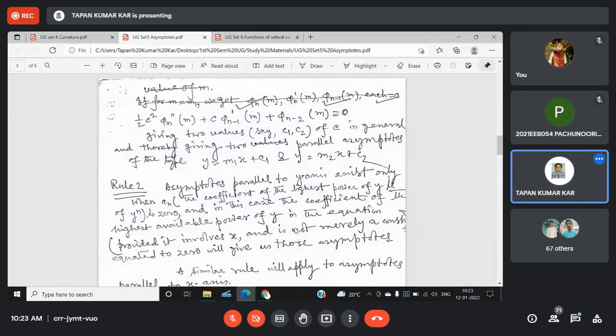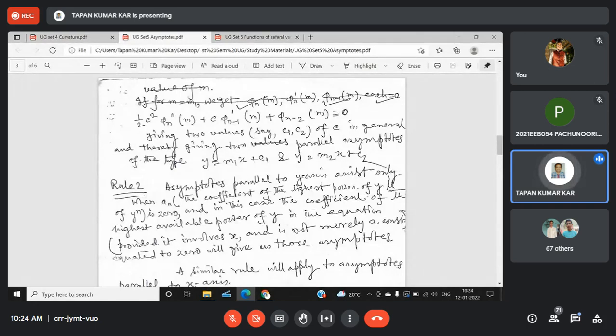Anyway, still you got asymptotes parallel to the y-axis, you got asymptotes parallel to the x-axis, but there may be some asymptotes not parallel to either the x-axis or the y-axis. For this purpose, you will set x equal to 1, y equal to m, and then set phi n of m equal to 0. If it is second degree, you will get two values of m. If it is third degree, three values of m.